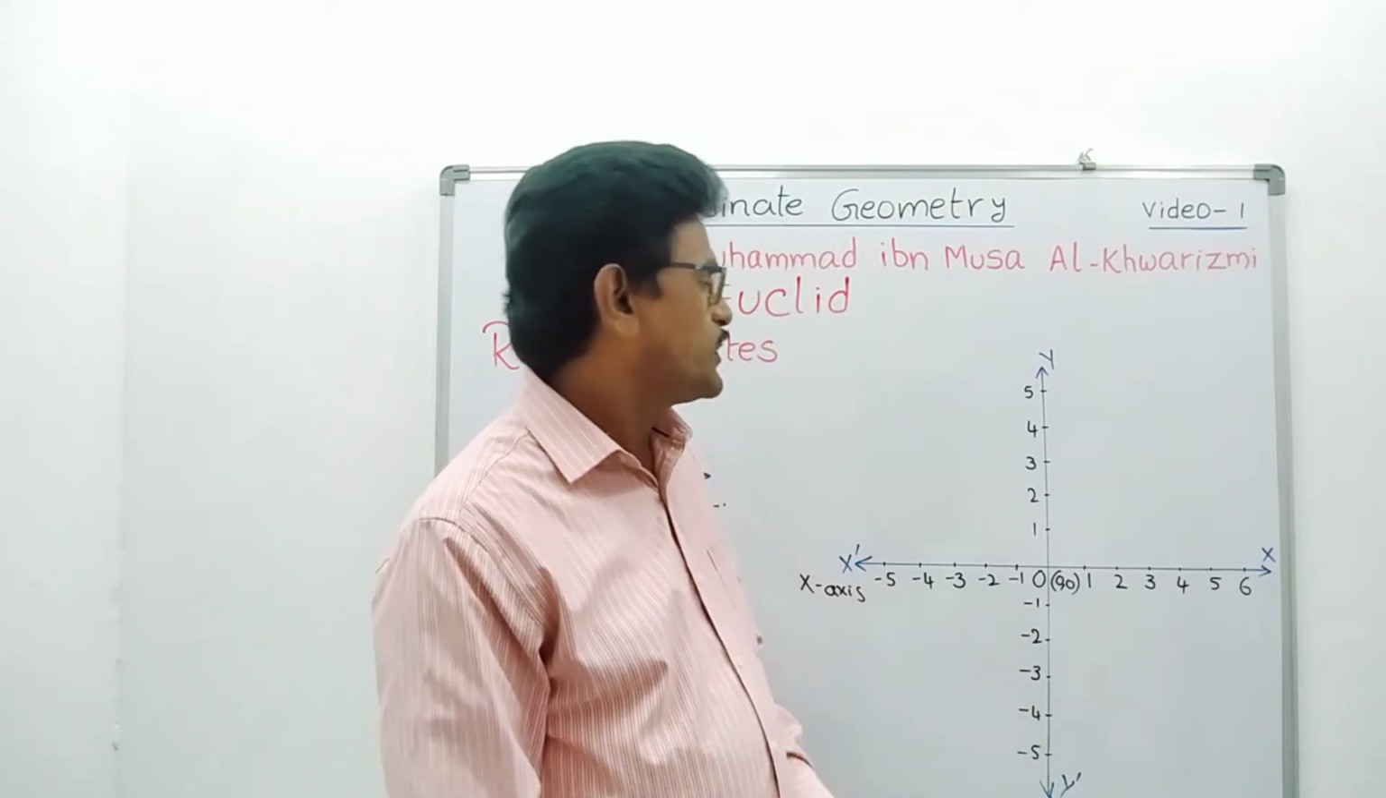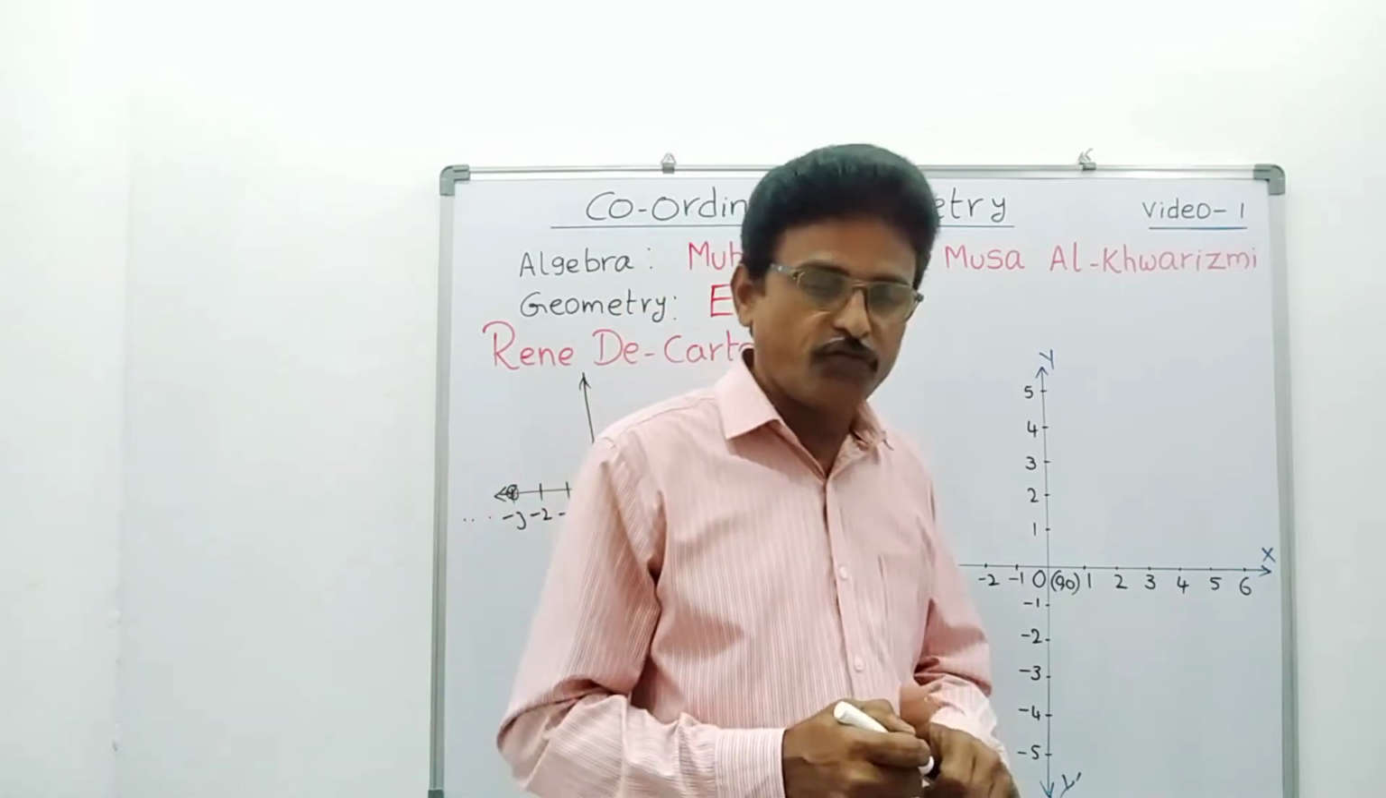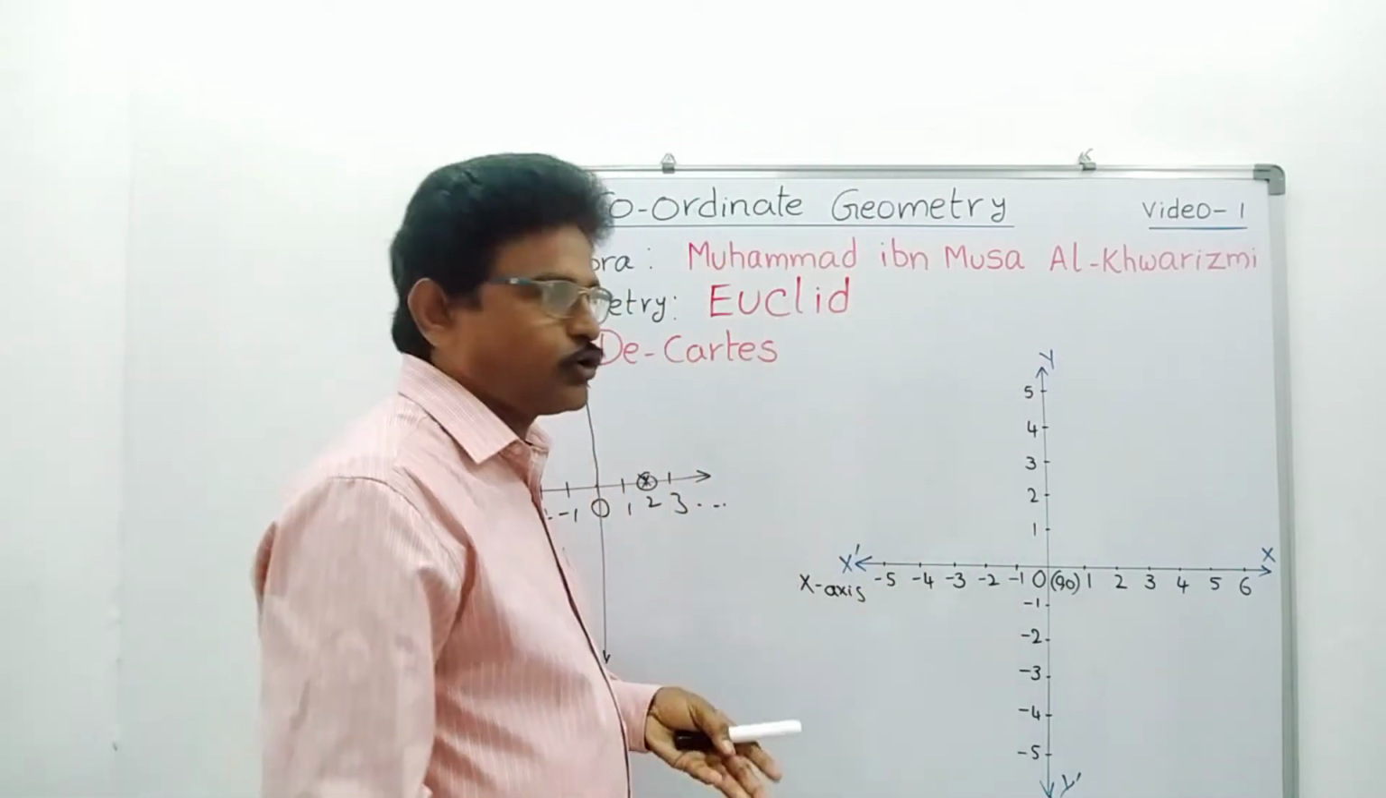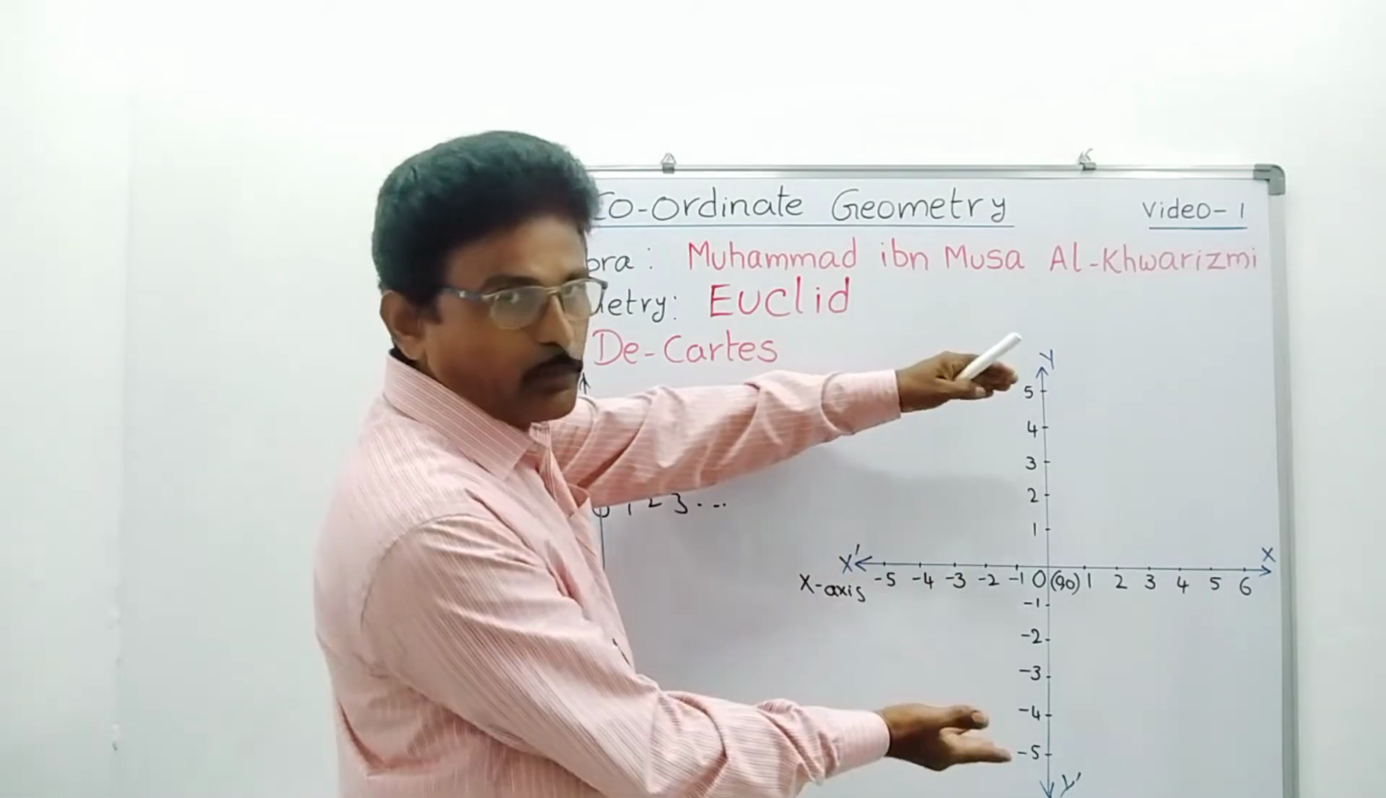Okay. Here, what is happening? If we draw only one line in the plane, it will be divided into two parts, an upper part and a lower part.